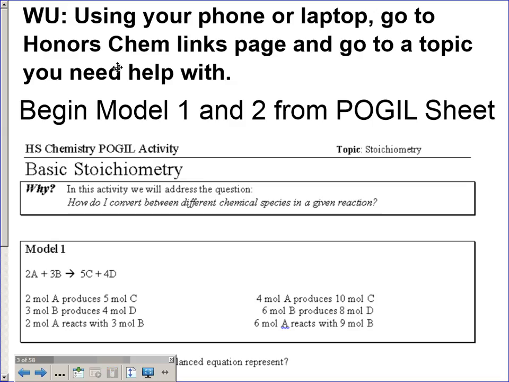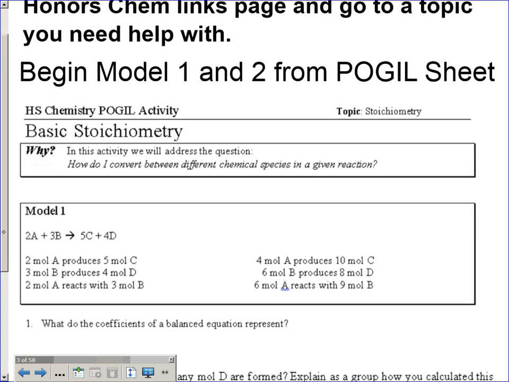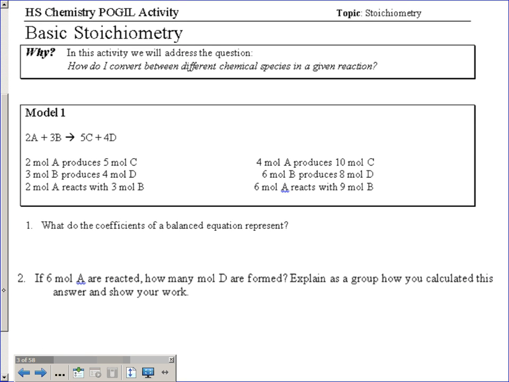But I want to recap what we did last week, and we'll talk through the beginning of the next part. So, basic stoichiometry. The big idea for today is, how do I convert between different chemical species in a chemical reaction? So chemical species is like what? You know, we're talking about animals and plants and bugs. No, we're talking about chemical compounds. So if we're ever trying to convert between something on the reactant side and something on the product side, or even between two reactants or between two products, you can go from anything to anything with our coefficients, and our coefficients are called mole ratios.